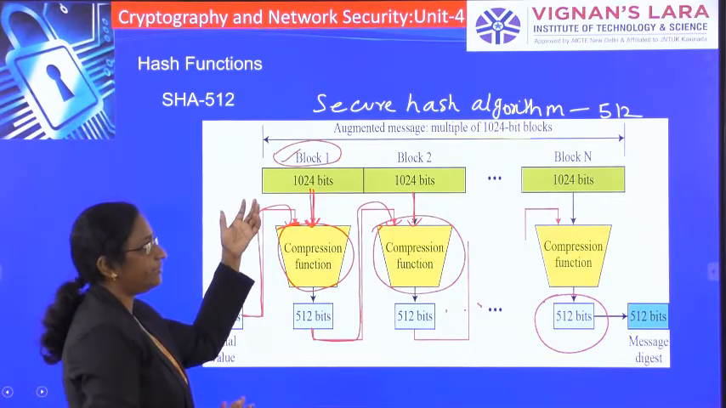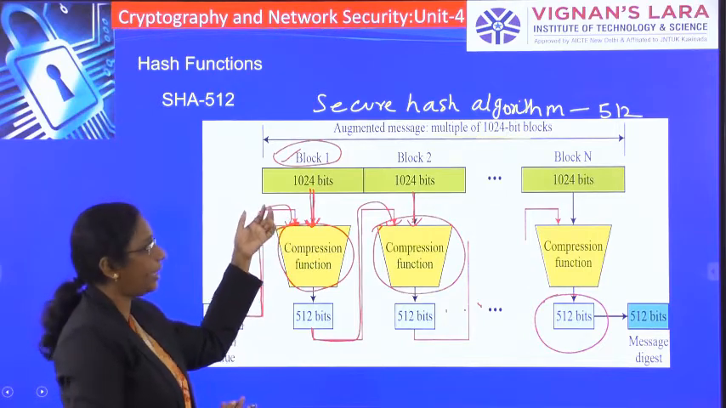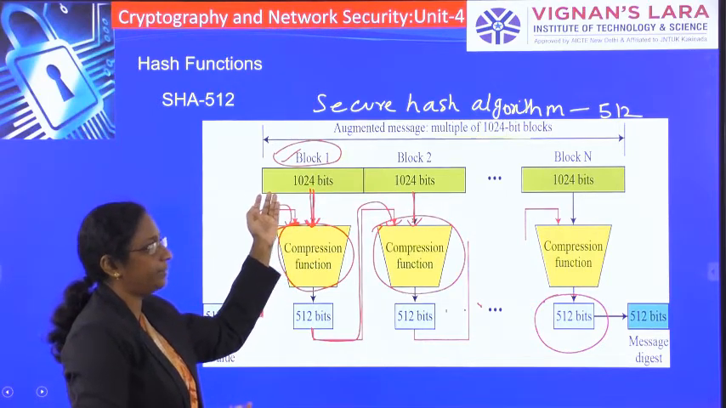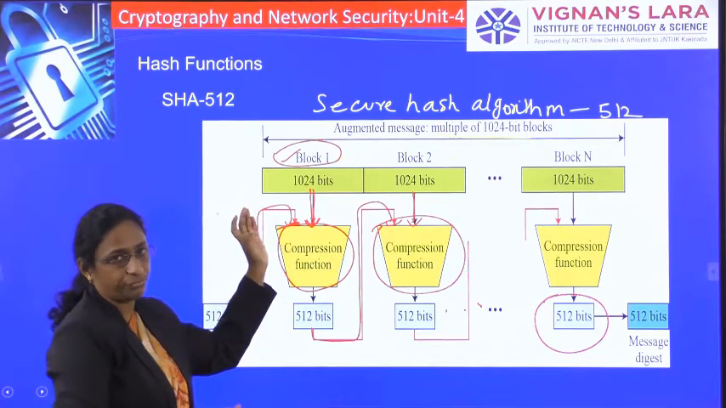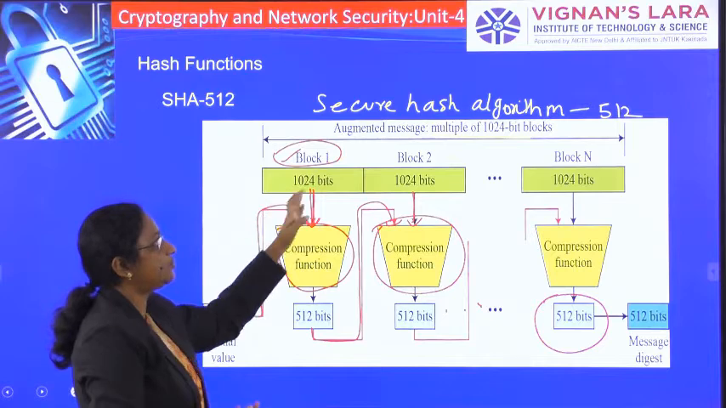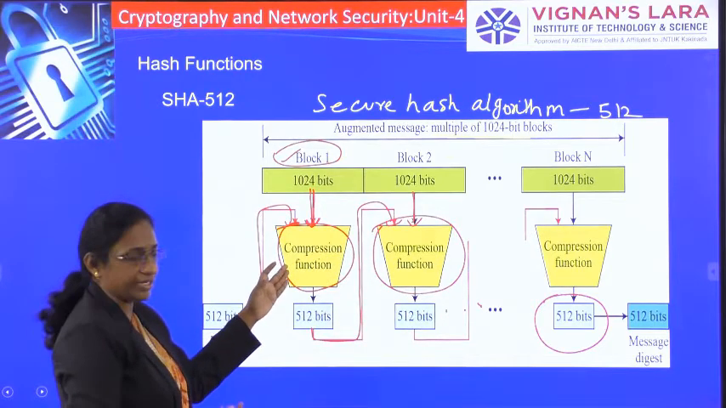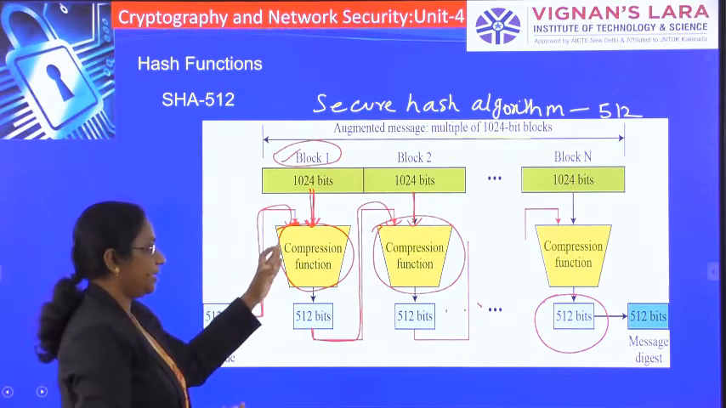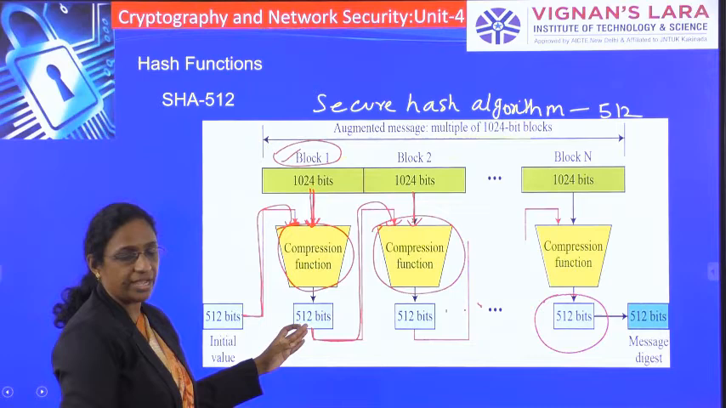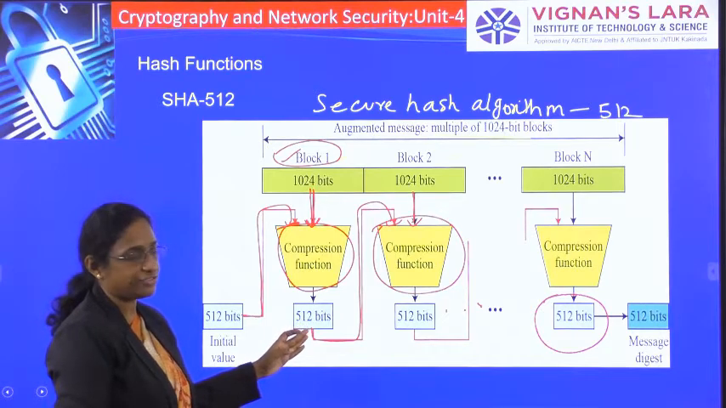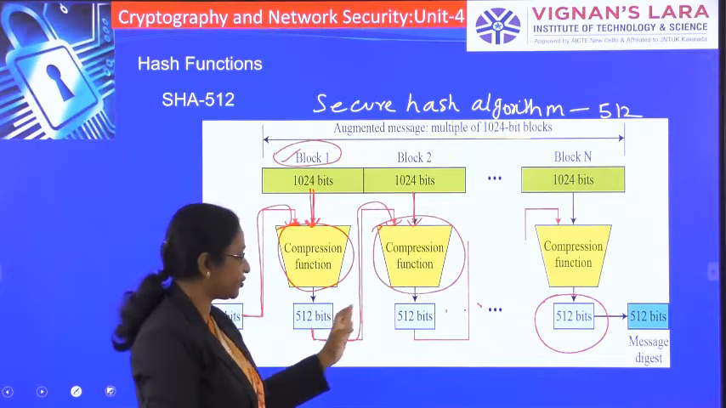After that, you will be dividing the message into blocks of 1024 bits. So you will be dividing the message into n blocks, where each block takes 1024 bits. After that, each block will be processed, where each block goes through a compression function along with the initial buffer value, and finally you will be getting a 512-bit intermediate hash value.